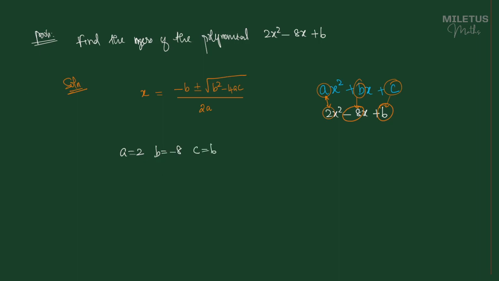So we can now compute the x values, meaning the zeros, by simply writing x equal to minus of, remember, minus b, correct? So minus of minus 8 plus or minus, now square root. So let's write the square root, and then b square, which is minus 8 whole square, minus 4, which is 4, into a, which is 2, into c, which is 6, and divided by 2 into a. So that is 2 into a, which is 2.